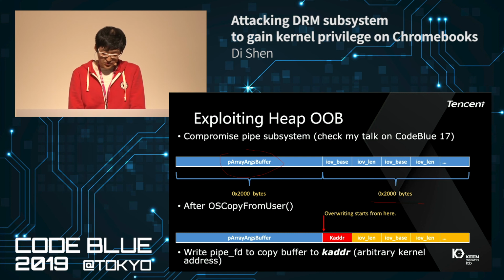Then I'm going to use the bug to override the first IOV base. And hopefully we can override the IOV base here. Originally the IOV base is a user space pointer, but after overwriting it, it becomes a kernel address. So the next thing to do is write to the pipefd to copy the user buffer to the kernel address, because normally it will be copied to the real IO vector base, but after we overwrite it, we can copy the user space buffer to the kernel address.